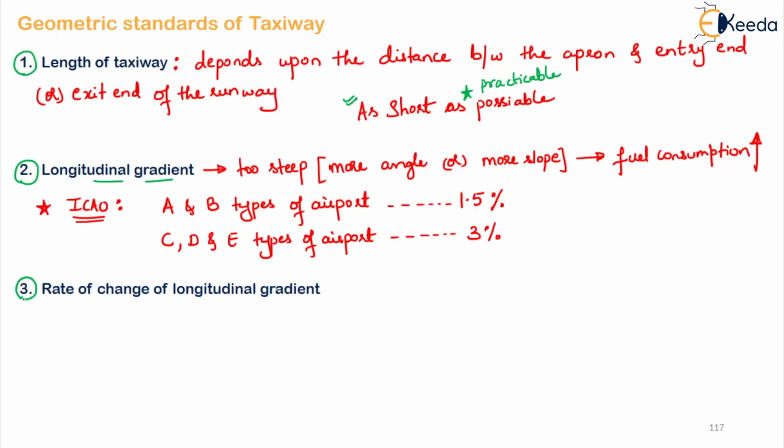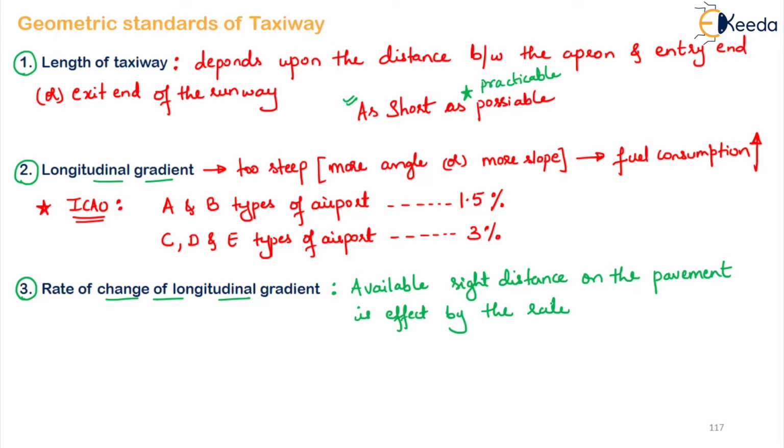Okay, moving on to the next one, it is the rate of change of longitudinal gradient. For a particular length, how much it is changing, that is the rate of change. Normally the available sight distance on the pavement is affected by the rate of change of longitudinal gradient. So let's call the longitudinal gradient as LOGG. How much sight distance or visible distance is available on the pavement normally depends on your rate of change of longitudinal gradient.